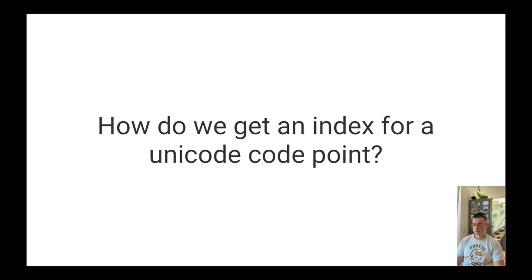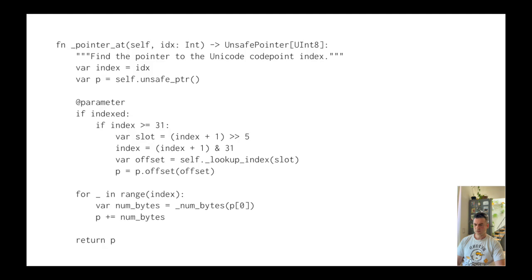How do we get an index for a Unicode code point then? All right, this is what we do. We have this index number, and we would like to get you the pointer where this character starts. So we get the unsafe pointer into P, and then we say if we're indexed, this is a compile time if, right? So it will not be here. We will go straight to this for loop if we are not indexed.